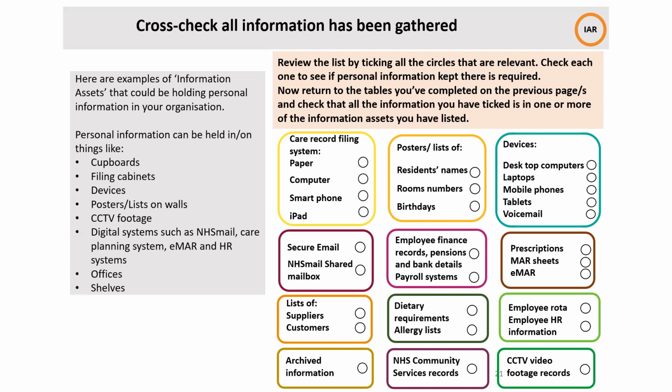Thinking about some examples on the right-hand side here, you can use something like this to check off that you've covered everything that you need to be thinking of. So your care record filing system, is it paper, computer, smartphone, iPad? Are they relevant or not? Lists of residents' names, room numbers, birthdays. What devices do you use? Computers, laptops, mobile phones, etc. You can read through the examples yourself on the slide. But the important thing here is that we capture all of the information assets that we have and make sure that we've thought through what we've got within them and why we've got that.